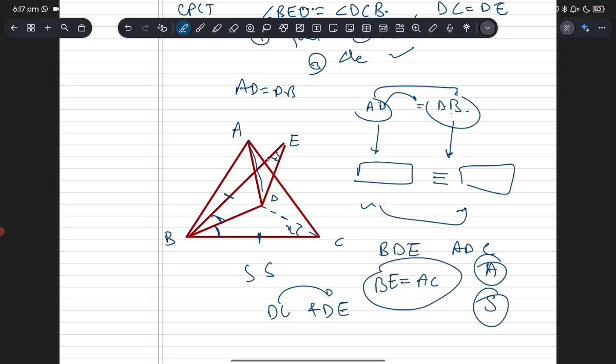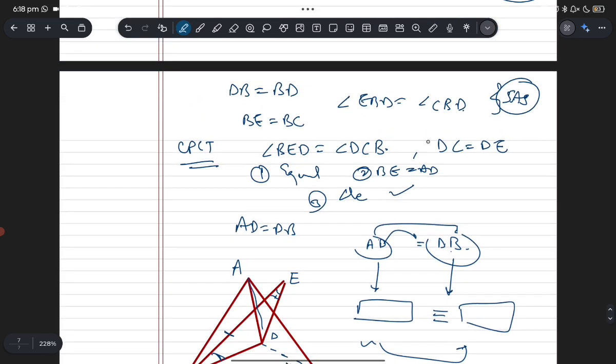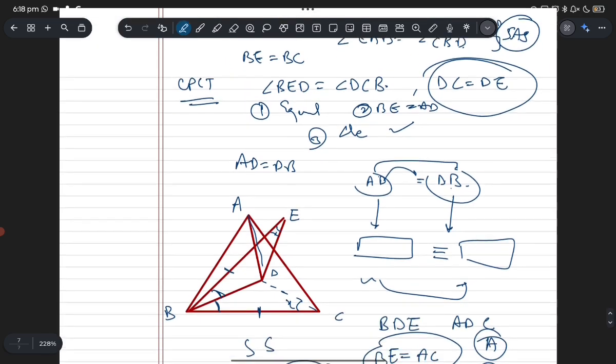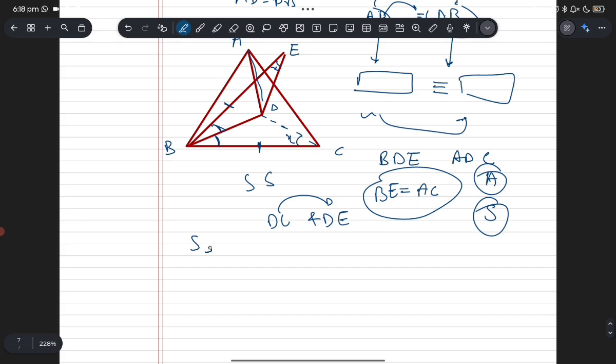How are they equal? We proved this triangle to be congruent to this triangle earlier, and by CPCT these two are equal. I have written this here. Right. So by SSS, what else? We've got BED, sorry, BDE to be congruent with ADC. Perfect. BDE congruent with ADC. A, D and C.